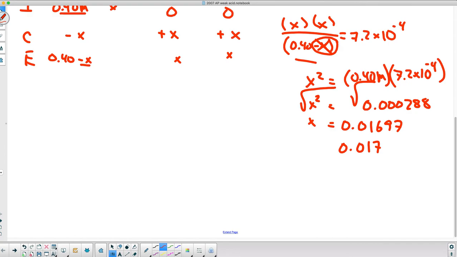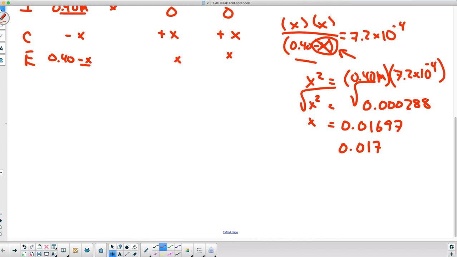How do you know if this x up here is going to be small enough so that it does not matter? I'm sure that's what your question is. How do you know that? Okay, so here's what you do.